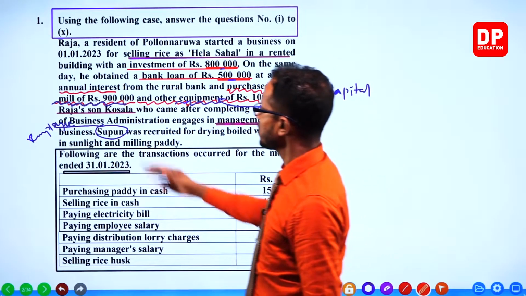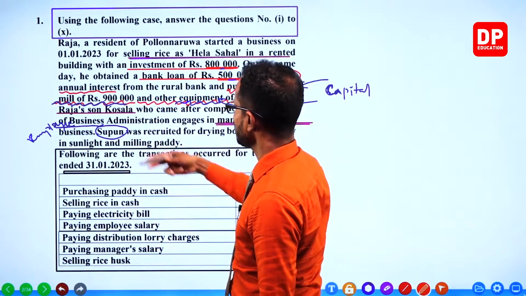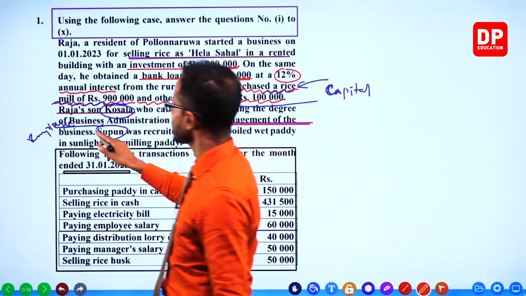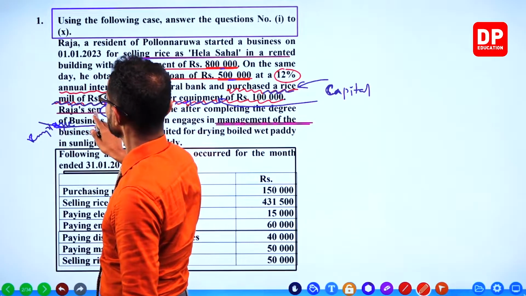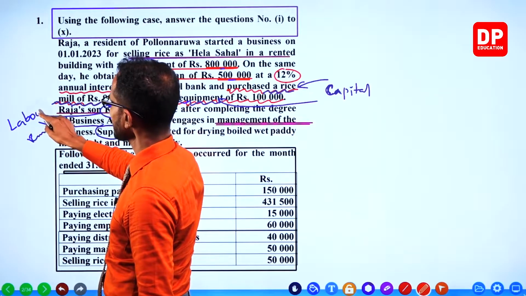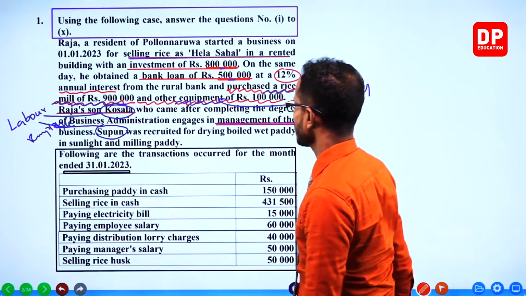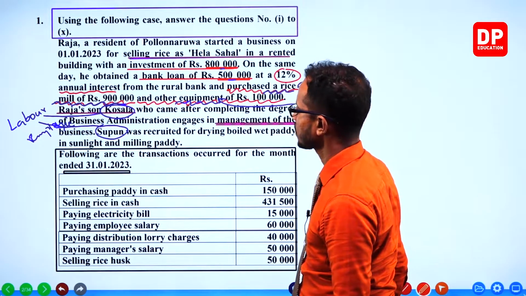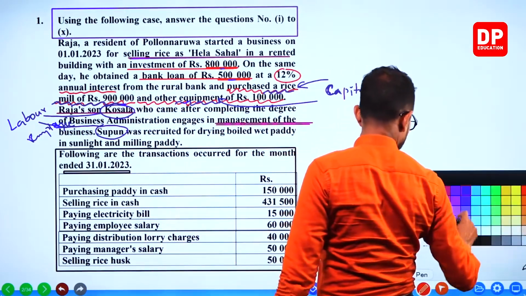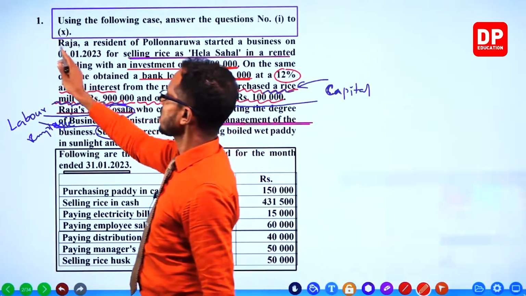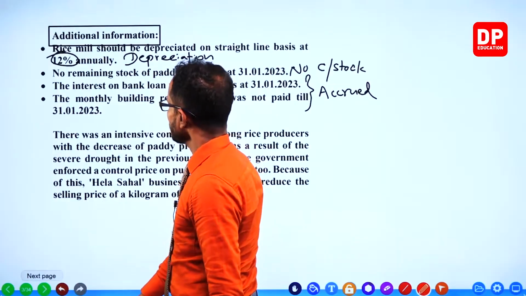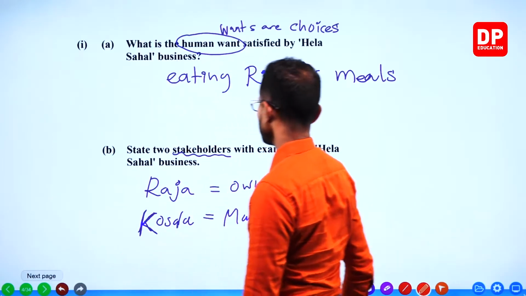Okay. Kosala and Supun, both are labor. Easy, right? Both are labor. So land, labor, capital. Enterprise, entrepreneur is the guy, the owner. The guy himself, he is the guy. Raja. Let's write them down.